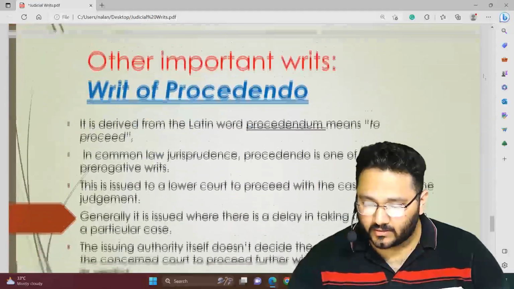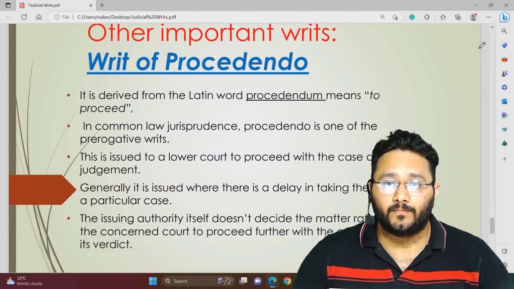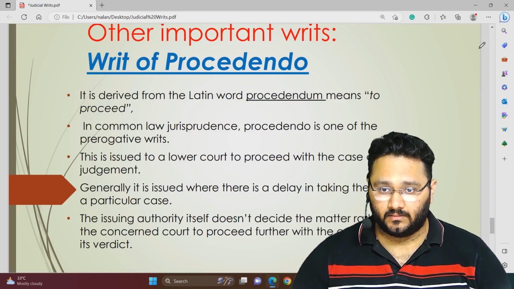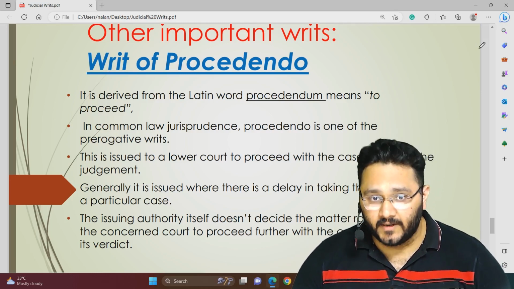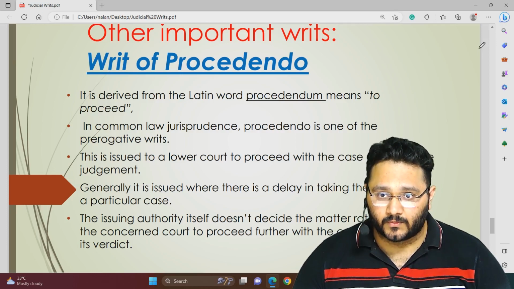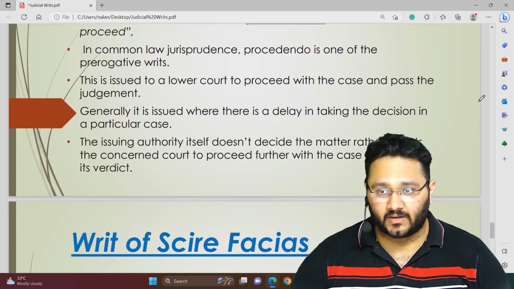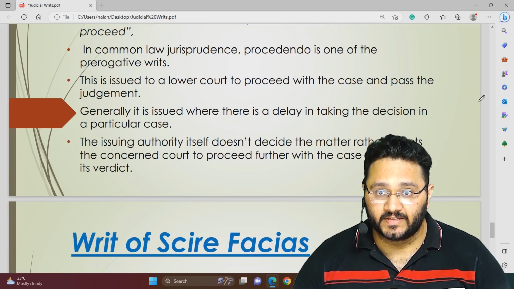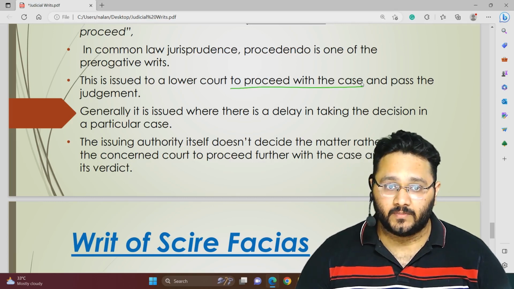Other important writs, which are not mentioned in the Constitution: writ of procedendo. As the name suggests, to proceed further. It has been derived from the Latin word procedendum, which means to proceed. In common law jurisprudence, procedendo is one of the prerogative writs. Prerogative writ, the same special right, privilege. This is issued to a lower court to proceed with the case and pass the judgment.